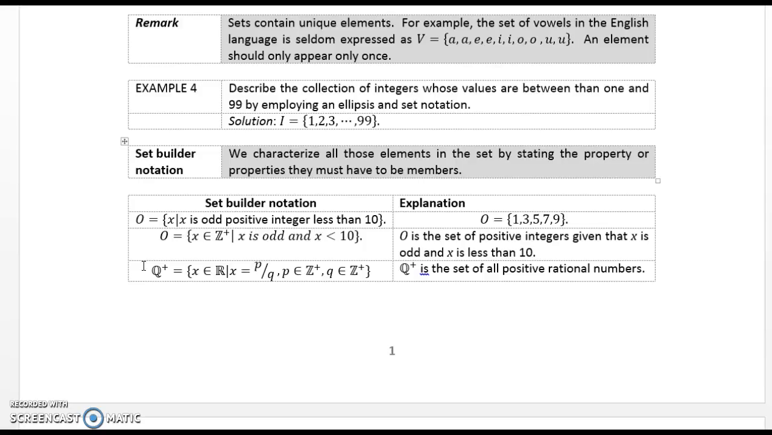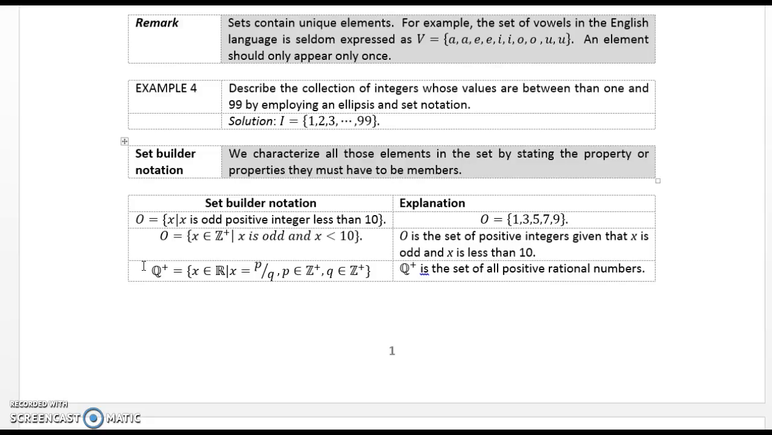Example 4. Describe the collection of integers whose values are between 1 and 99 by employing an ellipsis and set notation. Set I = {1, 2, 3, ..., 99}. Set builder notation. We characterize all those elements in a set by stating the property or properties that they must have to be members.